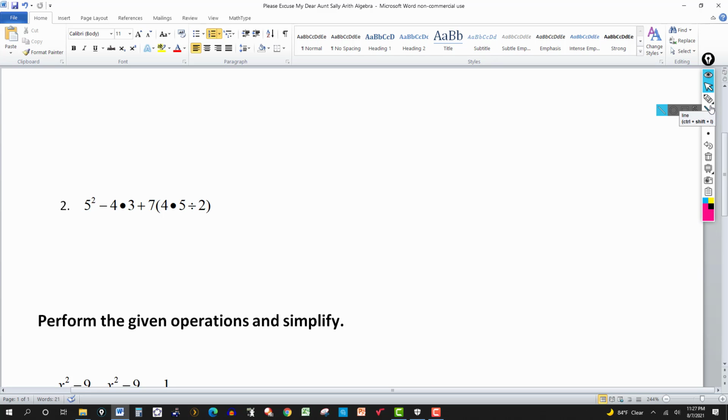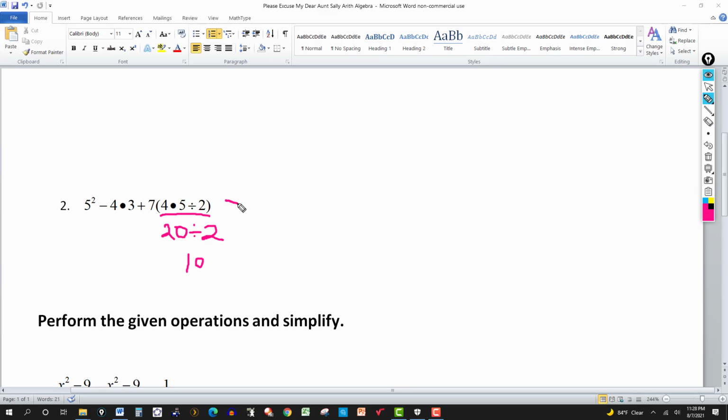In this case, from left to right, we have an exponential there, we have a multiplication there, and I have a multiplication here, 7 times. But parentheses right here is what we want to do first. Inside the parentheses, you follow the same rules. From left to right, it's a multiplication, so I can multiply that out. 4 times 5 is 20, and then we divide by 2. 20 divided by 2 is 10.